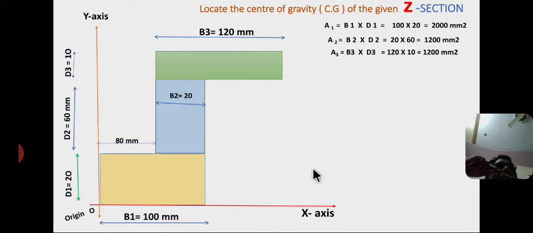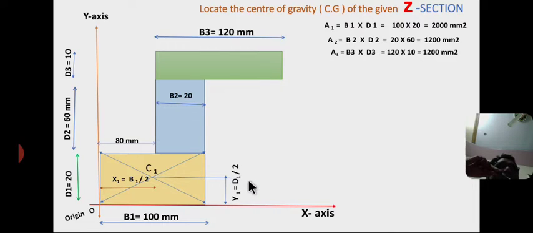Now I am drawing the diagonal lines to locate the individual centroids. Now C1 is the centroid of the bottom rectangle at a distance of x1 from the y-axis. Therefore x1 equal to b1 by 2, and at a distance of y1 from the x-axis, that is y1 equal to d1 by 2. Here x1 equal to half of the base and y1 equal to half of the depth.